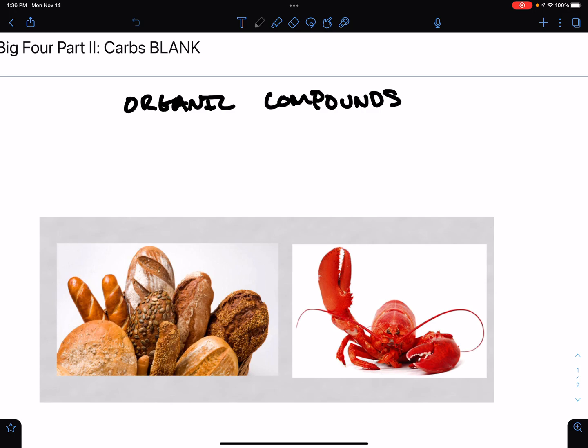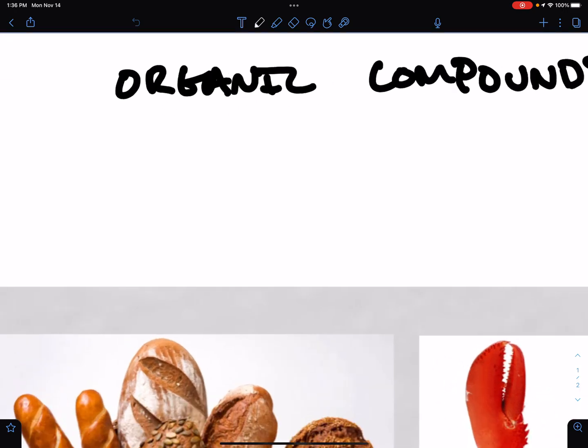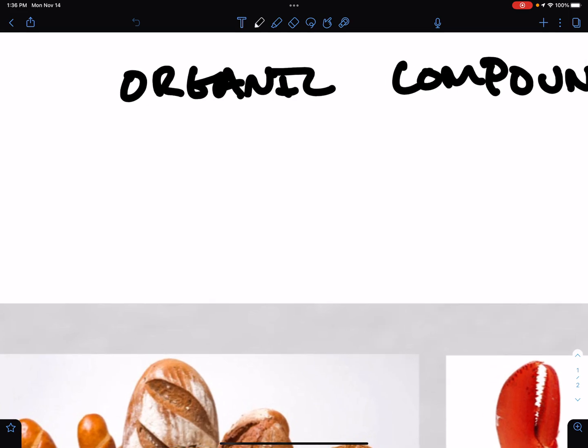Okay, organic compounds. We have discussed the big 4 organic compounds. You also hear the word BIMs thrown around, biologically important molecules, but typically I refer to these different organic compounds as the big 4. Okay, so we're starting with carbohydrates.